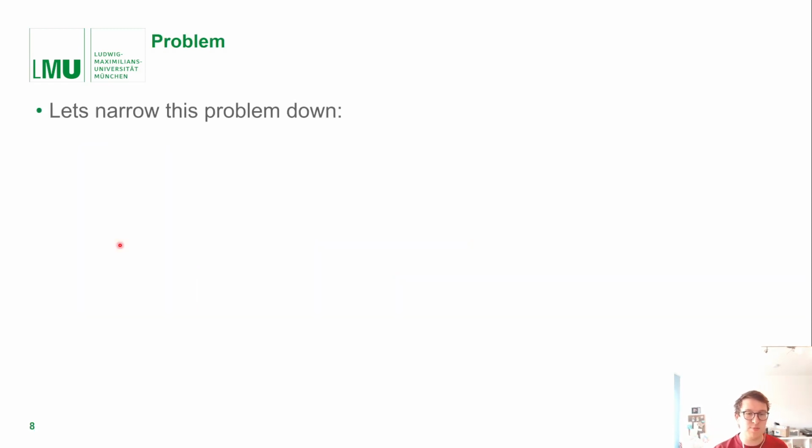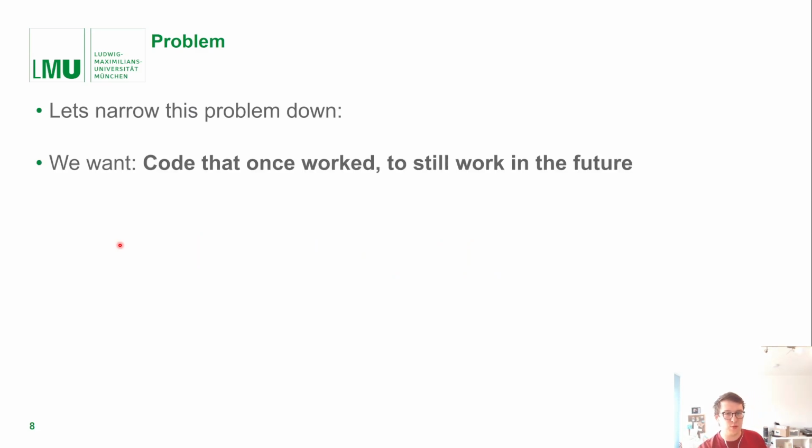But let's narrow this problem down. What do we want in general? We want code that once worked to still work in the future. So if I write something today, I still want it to work in 2 years, even though maybe some functions have updated, some stuff has changed, but stuff where I put a lot of effort in, I can't let it happen that it's not working anymore in 2 years' time.